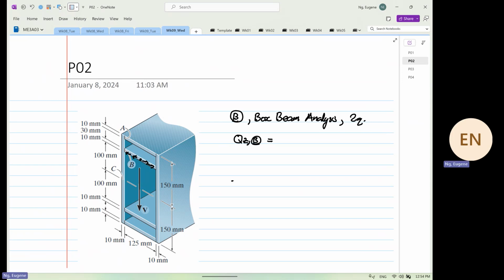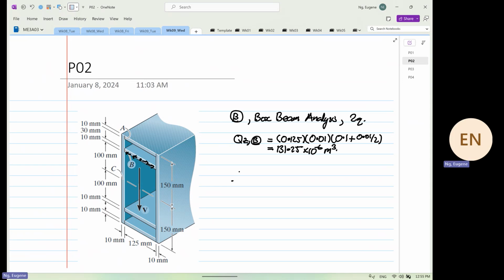will be equal to what? So the first moment of area, the width is 125. The depth is 0.01. The y bar is now equal to 0.1 plus 0.01 divided by 2. So this is equal to 0.1 plus 0.01 divided by 2 times 0.01 times 0.125, which is equal to 131.25 times 10 to the power minus 6 meter cube.